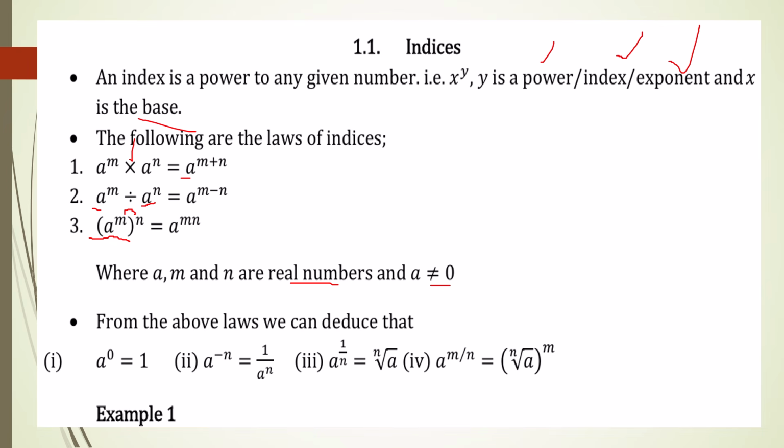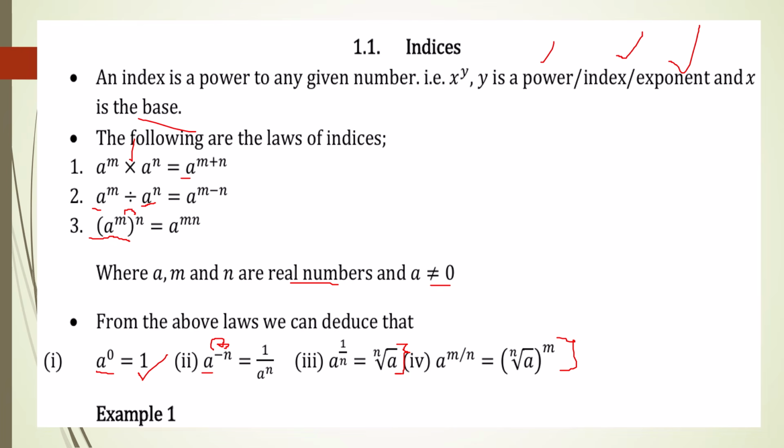From these laws, we can also deduce that any number to the power 0 is 1. I hope you know that right away from your O level. And any number to the power negative n is the reciprocal of that number. So if you have a to the power negative n, that negative means it's a reciprocal of that very number, so it's 1 divided by a to the power n. And any number to the nth root of anything is written in this form, and you're going to look at that in detail. A similar rule applies to this.